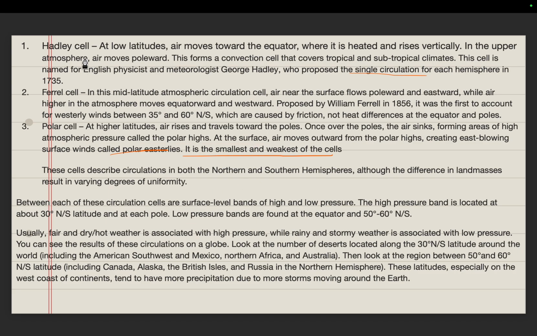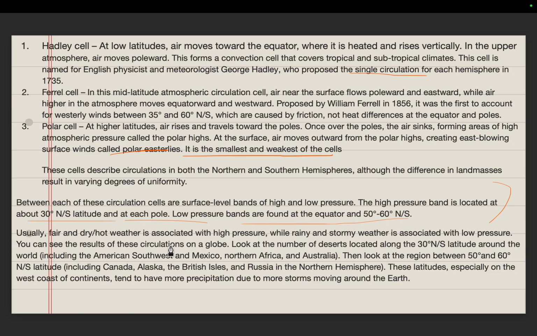Yes, this Hadley cell, Ferrel cell, and the polar cells in both the northern and southern hemisphere describe how the wind flows. Between each of the circulation cells, there are surface level bands of high and low pressure. The high pressure band is located about 30 degrees north or south latitude and at each pole. The low pressure bands are found at the equator and at 50 to 60 degrees north or south. Usually, fair and dry hot weather is associated with high pressure, while rainy and stormy weather is associated with a low pressure zone.